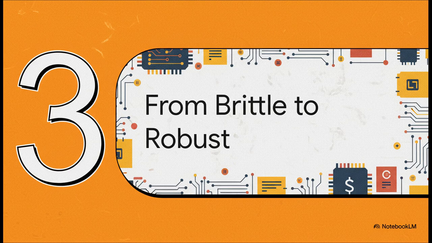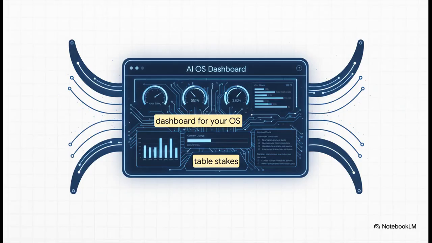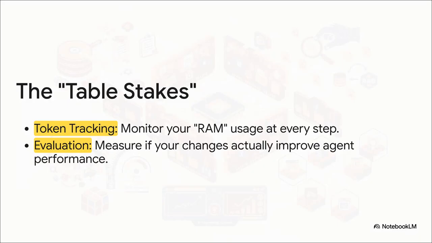But before you can really start putting them to work, there are a couple of things you absolutely have to have in place first. Look, you can't effectively manage what you can't see. It's that simple. Before you can be a good context engineer, you need a dashboard for your AI's operating system. These are what we call the table stakes. They're the non-negotiable entry fee to play this game seriously.